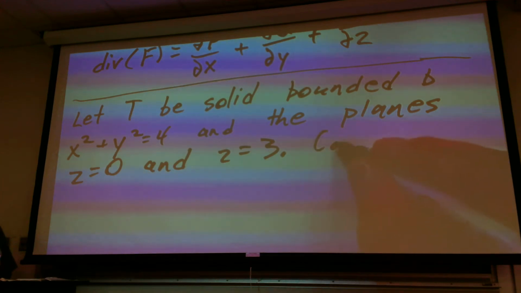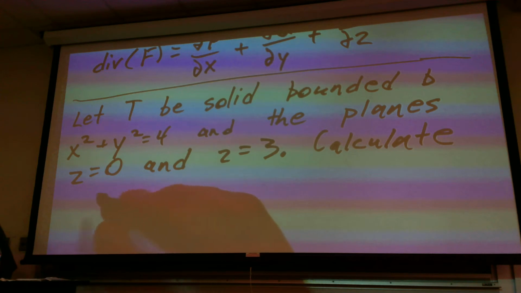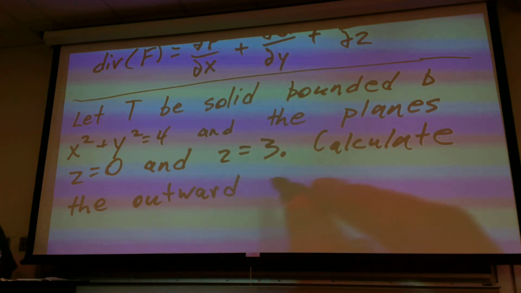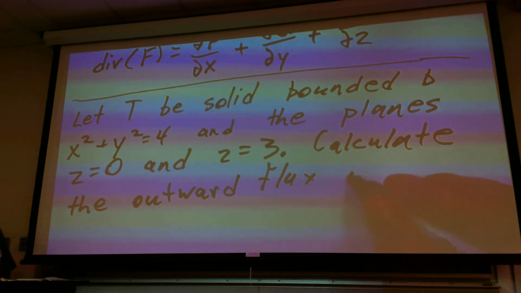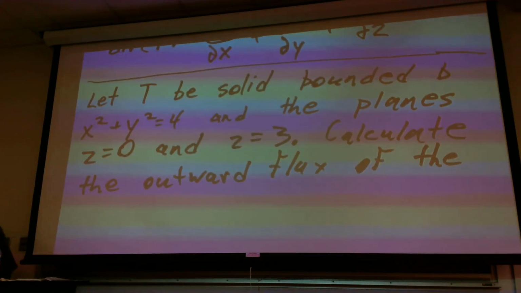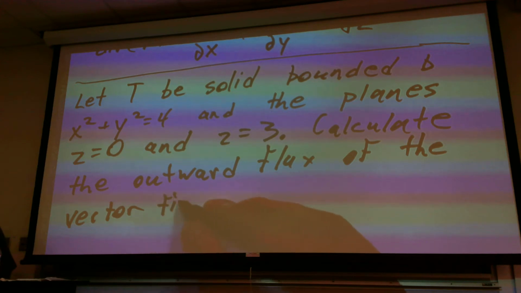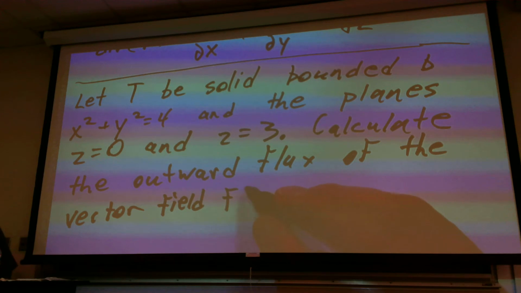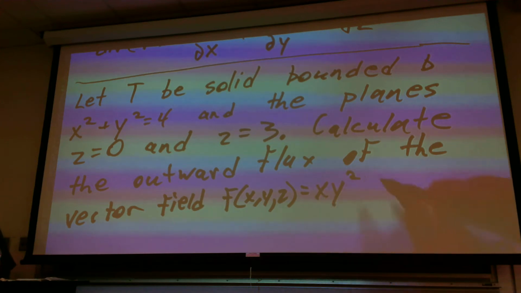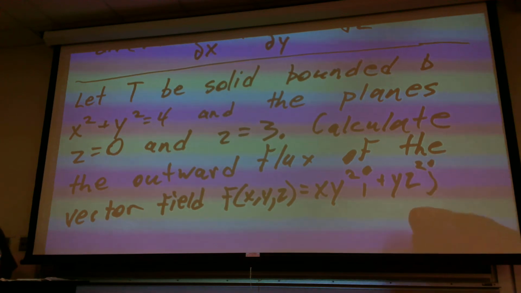So what we're going to do is calculate the outward flux of a vector field F of x, y, and z, which equals xy squared i plus yz squared j plus zx squared k.